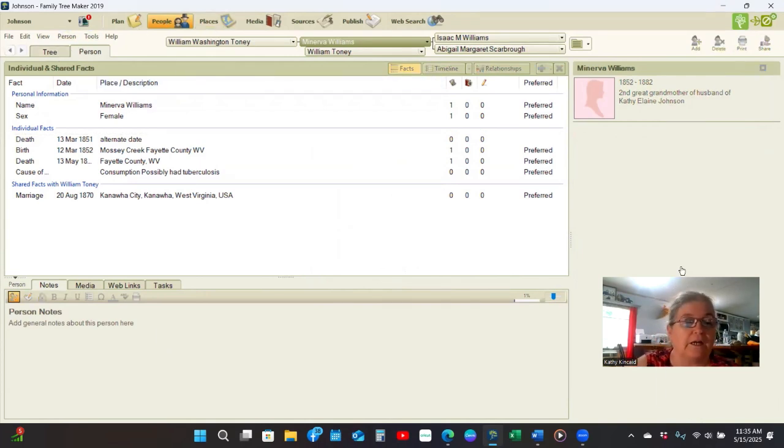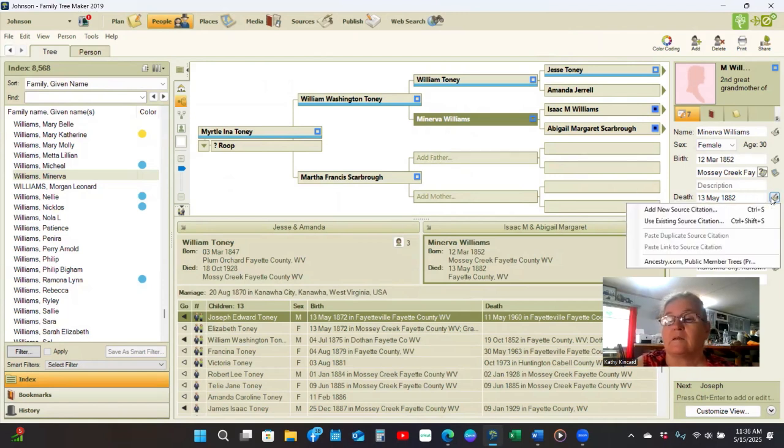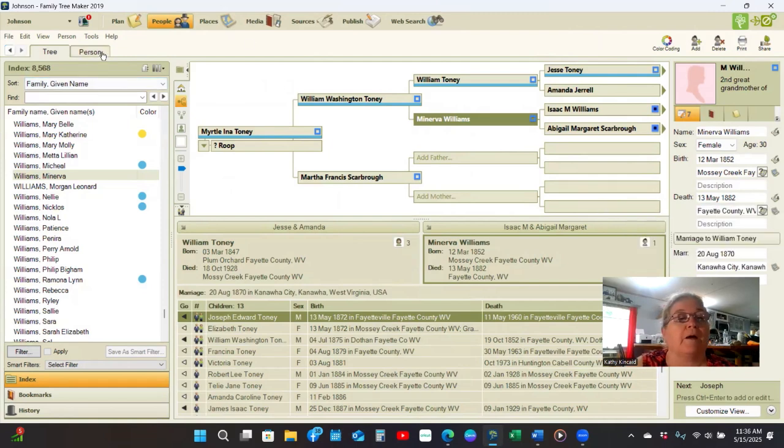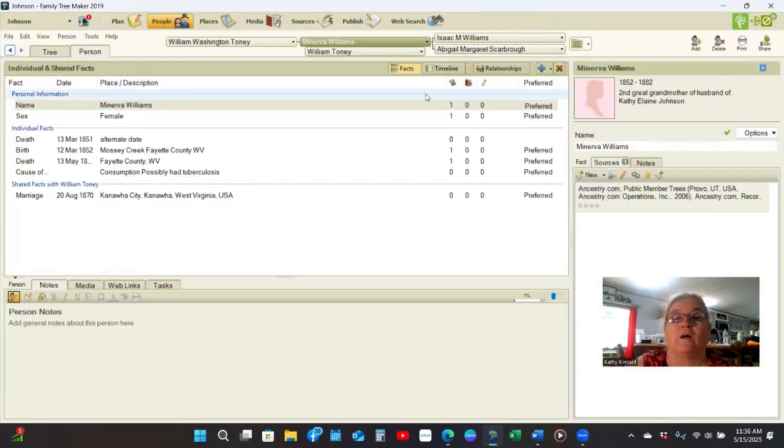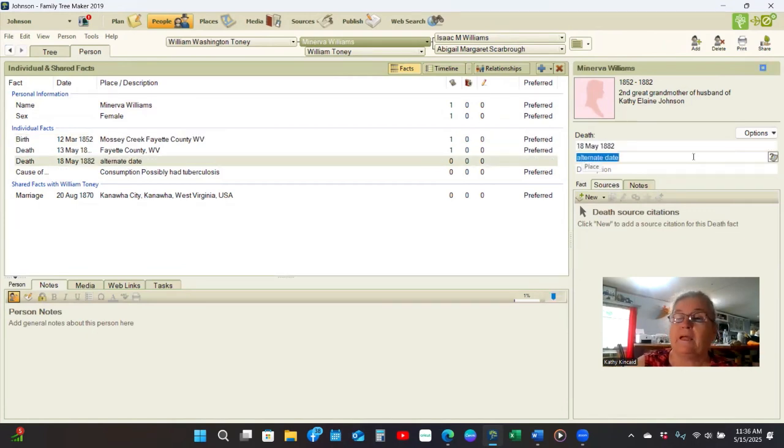Now we'll go back to the tree. Her death date, this one says 5/18/1882. So we'll have to do the same with this. Okay, we're going to go back to person. Oh, I put that as her death. Sorry. That should have been her birth. We'll put a new date in for the death. I am just screwing you all up all the way around. But this is why you have to pay attention to what you're doing. And I was not. Sorry.